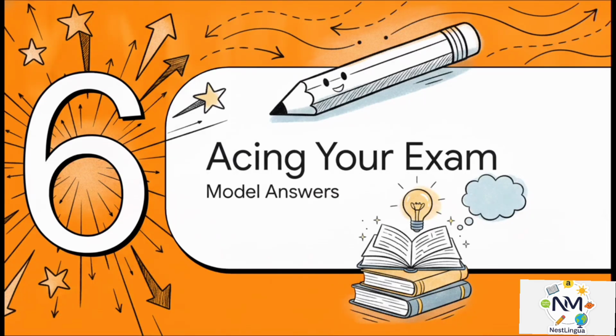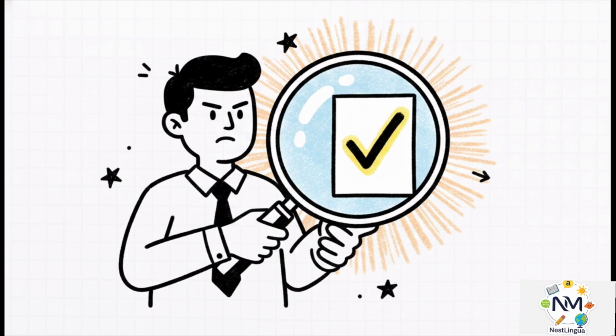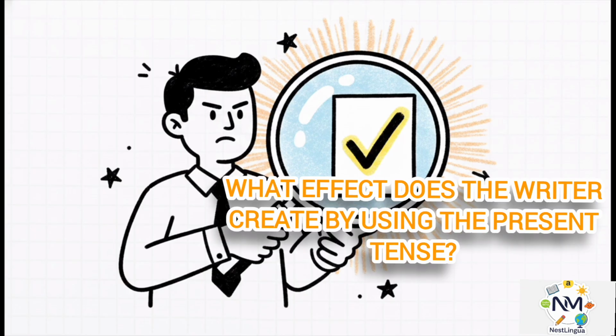Section 6. Acing your exam question. Let's apply all this brilliant knowledge to help you score high marks on your upcoming tests. Examiners absolutely love to ask this classic exam question. What effect does the writer create by using the present tense? If you see this on your paper, you now know exactly what to do.